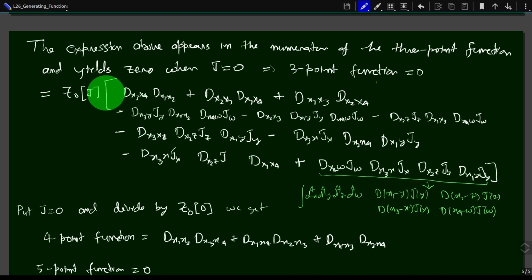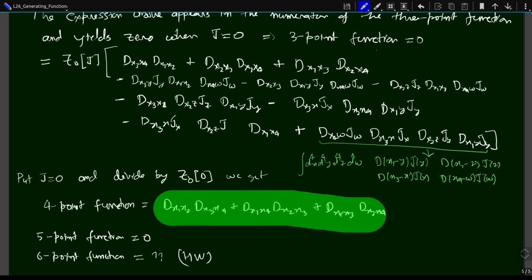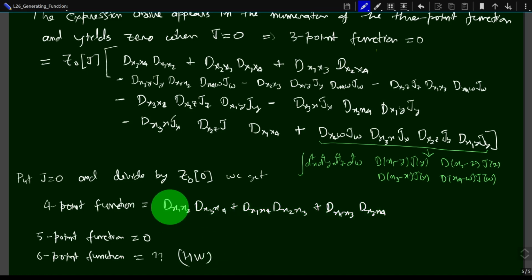Okay. Now clearly, if I put j equal to 0, all the terms in the second, third, and fourth line go to 0. Only the top line is non-zero. Okay, and then this z0j becomes z0 at j equal to 0, so I have to divide by that factor to get my 4-point function. So my 4-point function is the sum of three terms. Each one corresponds to a particular pairing.